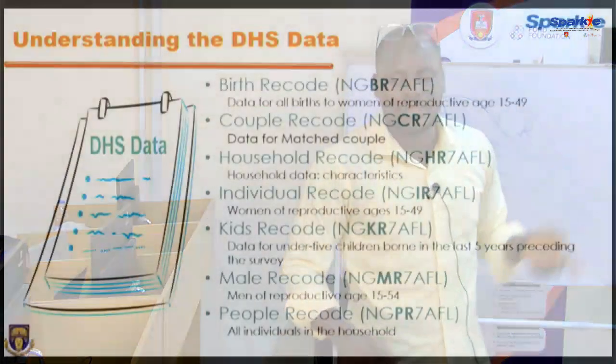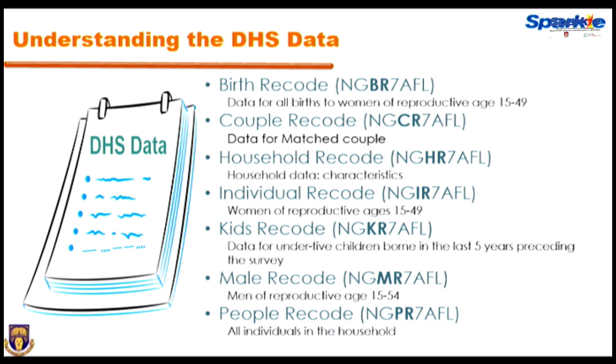The first one is birth record. There are 8 data sets in the DHS data survey, right? There are 8 of them. The first is birth record. Data for all births to women of reproductive age 15 to 49 years. Of course, sometimes if you don't understand the structure of the data, you may not be able to know which data you should use.